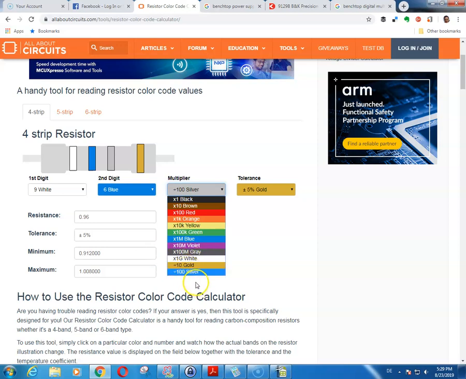And then there are also some multipliers that divide basically. So if you get gold over here, you're supposed to divide by 10. If you get, for example, silver over here, you have to divide by 10. So these are your multipliers.